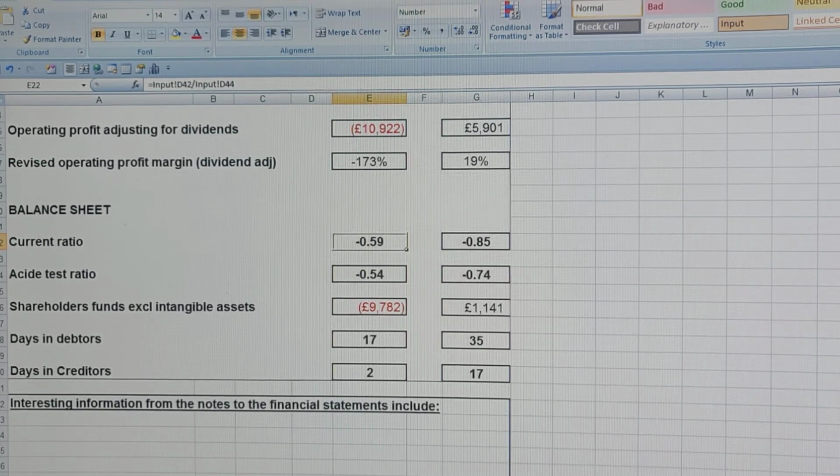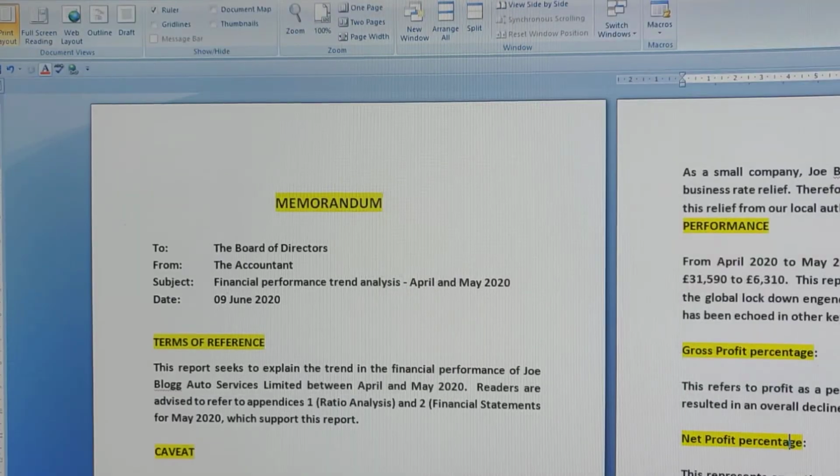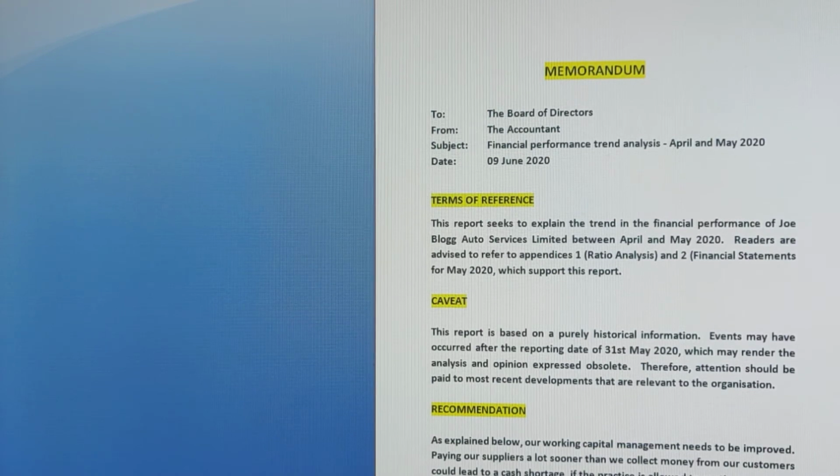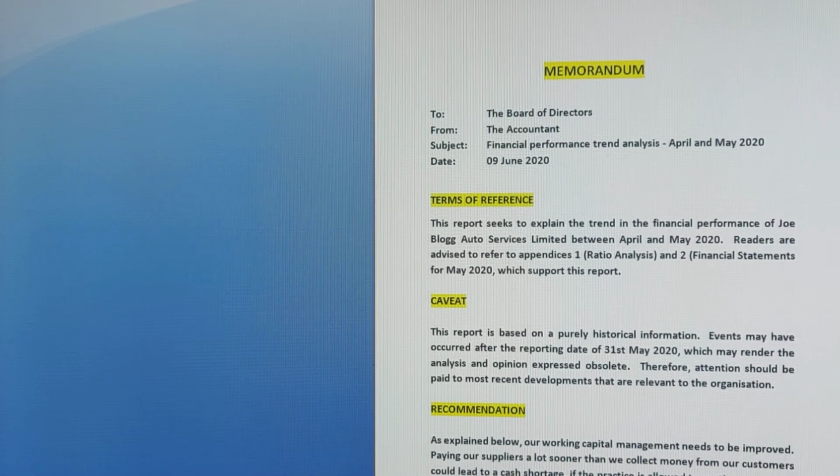I am now going to bring up the report itself. Look at the report that I've written here. Okay. Full screen. Now, in your report, you have to address your audience properly. Here is a report which I've written by way of a memorandum to the board of directors from the accountant. Subject: financial performance trend analysis, April and May. Date of the report. Now, this is my format. I love this format. I like this format.